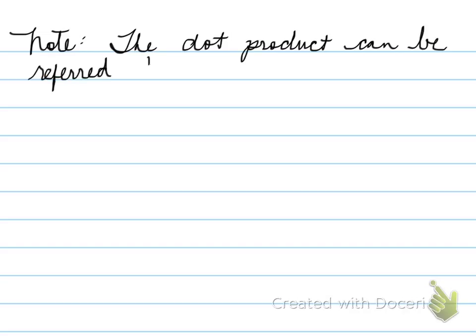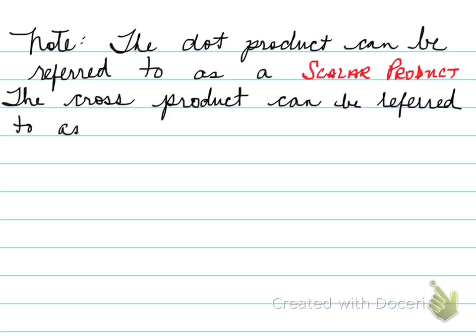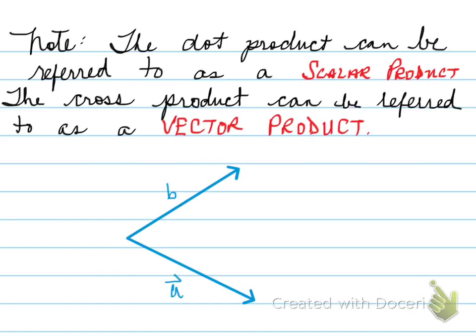Note, something about dot product. We commonly refer to the dot product as something called the scalar product because the result will be a scalar value. Now the cross product can be referred to as a vector product. A vector product means that the result will end up being a vector.